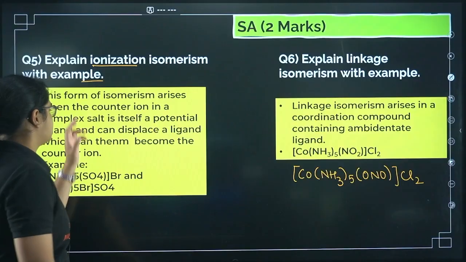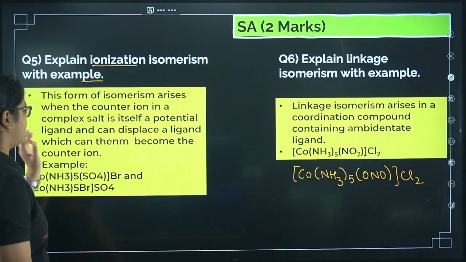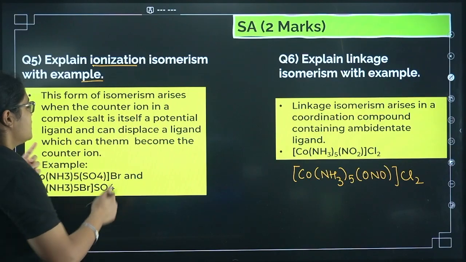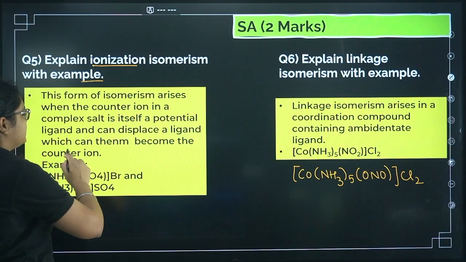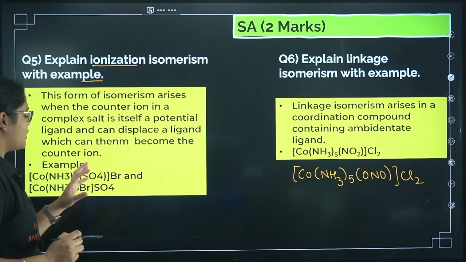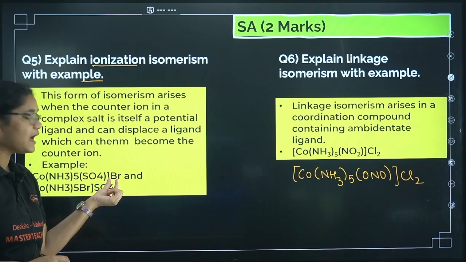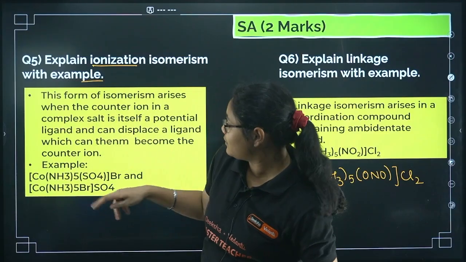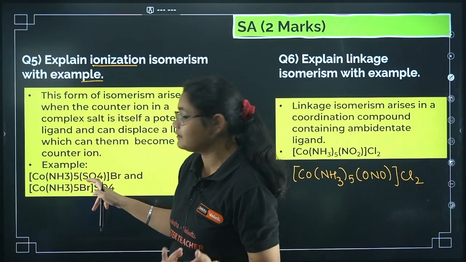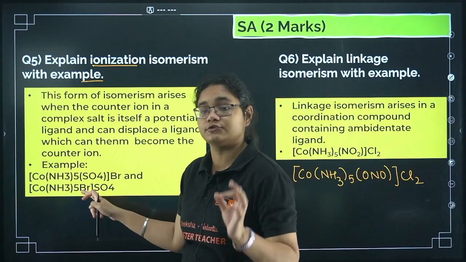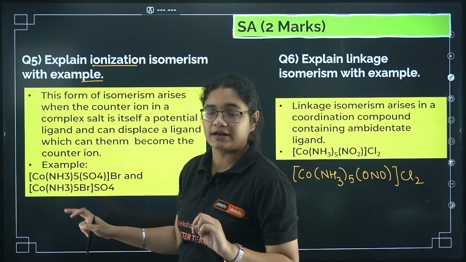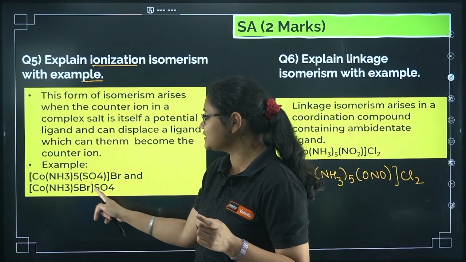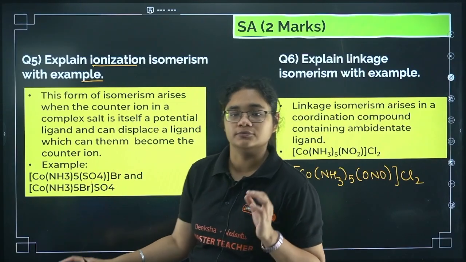Next, talking about ionization isomerism, this form of isomerism arises when the counter ion in a complex salt is itself a potential ligand and can displace a ligand, which can then become the counter ion. So what it is saying is, the ion which is present outside the complex is called the counter ion. Now when you have something inside the complex which can also behave as a ligand or as a counter ion, then you can exchange this. So if Br goes inside and SO4 comes outside, we will get ionization isomerism like this.